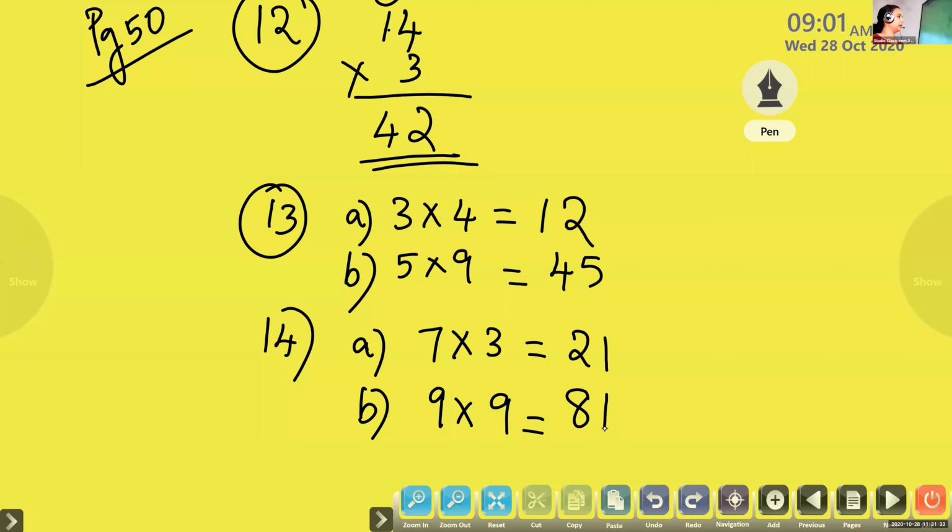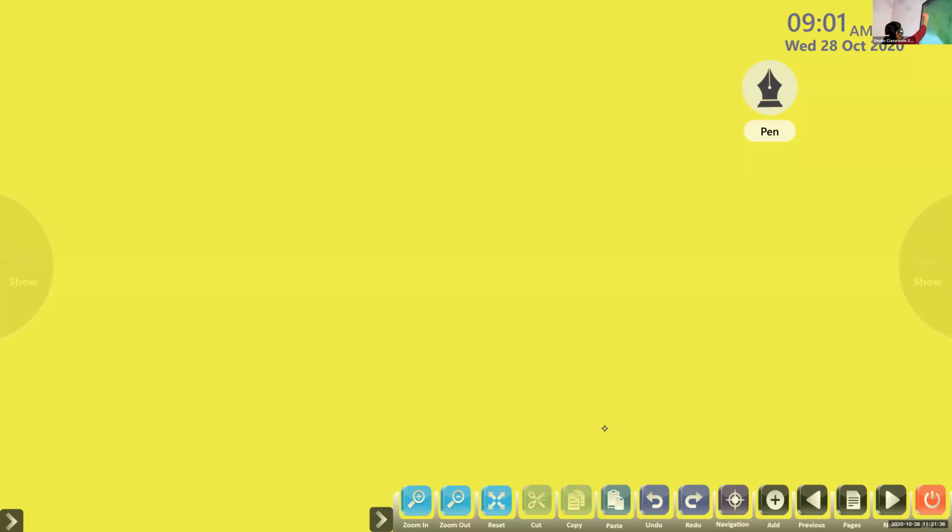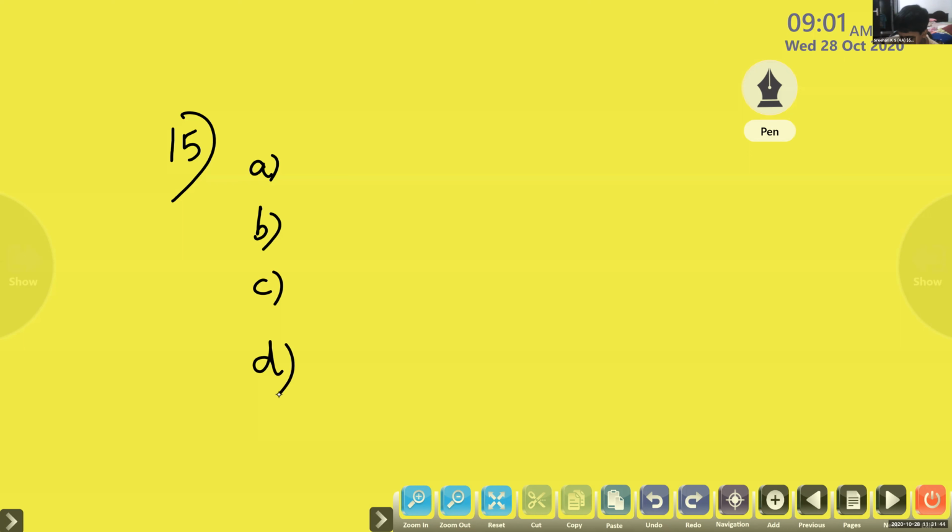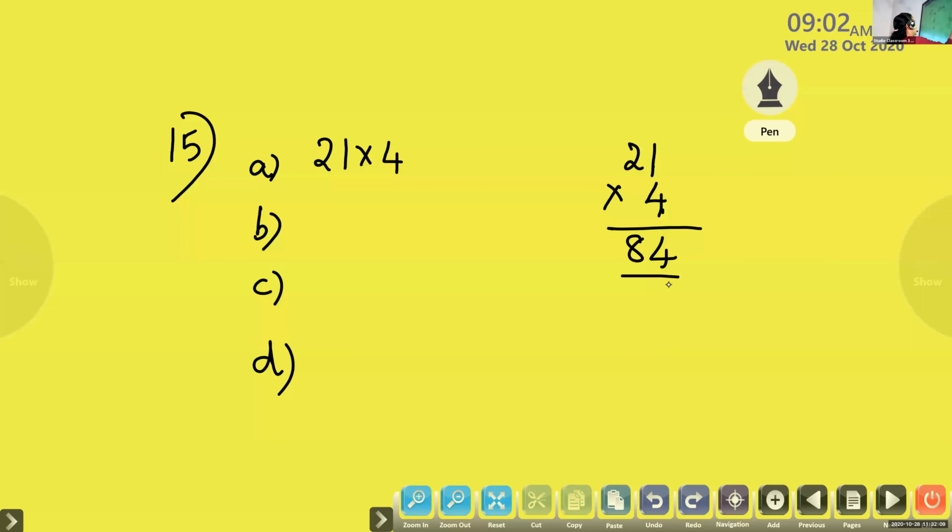Okay. Now I will write here 15. We have A, B, C, and D. A is 21 into 4. Small numbers we have here, so we will multiply 21 into 4. Aditi, did you get the answer of question number A? 21 into 4? Yes, ma'am. What's the answer? 84. Very easy, children. Here 4 into 1, 4. 4 twos are 8. So the answer is 84.